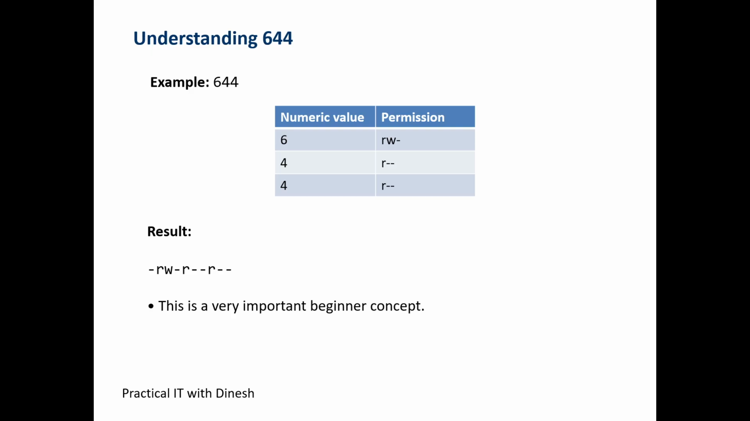One of the most common permission settings is 644. 6 is equal to read-write, 4 is equal to read only, and 4 again is equal to read only. The result is this one. The owner can read and write, the group can read, and others can read. In the real world, this is commonly used for normal text files and configuration files.